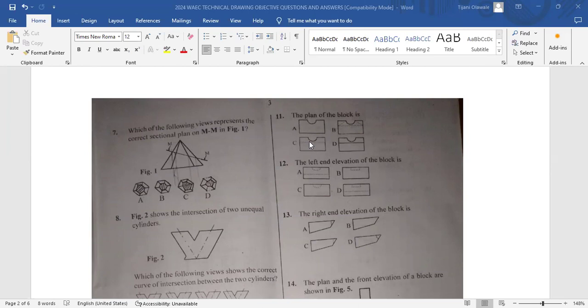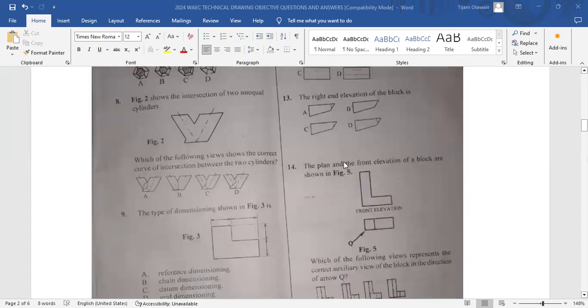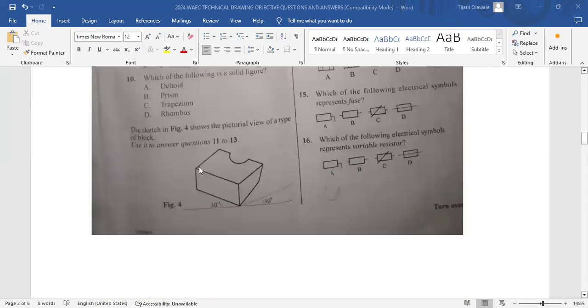Option C is the answer to the question. Our question 12 says that the left-hand elevation of the block is looking at these options. I don't agree with these options given here. If the object is being viewed in this direction, this is the left side of the object, which is being viewed in this direction.